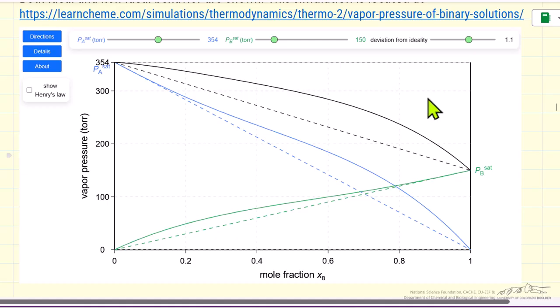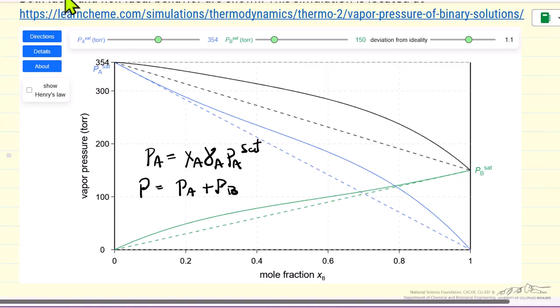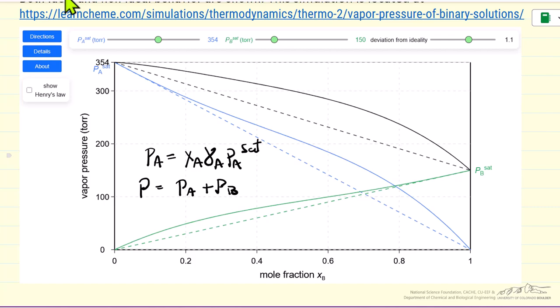The system is non-ideal because we have an activity coefficient. So I've indicated equations for when we have non-ideal behavior. The partial pressure of A is proportional to the mole fraction, the saturation pressure, and the activity coefficient, which accounts for non-ideal behavior. The activity coefficient is 1 when we have Raoult's law. There's an equivalent expression for B, and the total pressure is the sum of these two partial pressures.